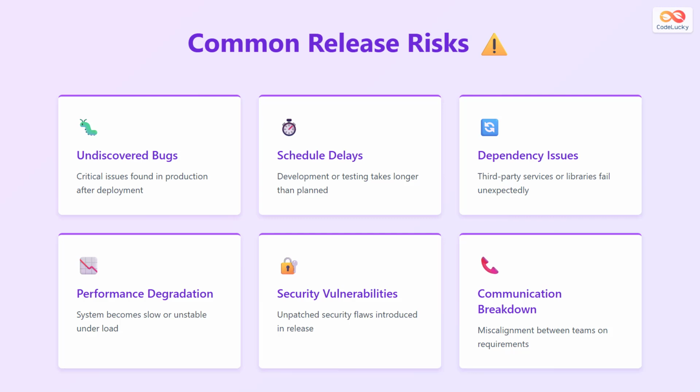Several risks can impact a release. Undiscovered bugs may surface in production after deployment, causing user-facing issues. Schedule delays happen when development or testing takes longer than planned. Dependency issues occur when third-party services or libraries fail unexpectedly.